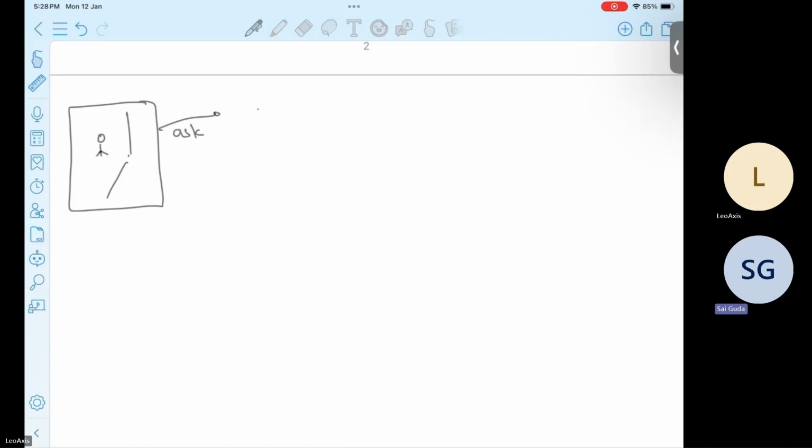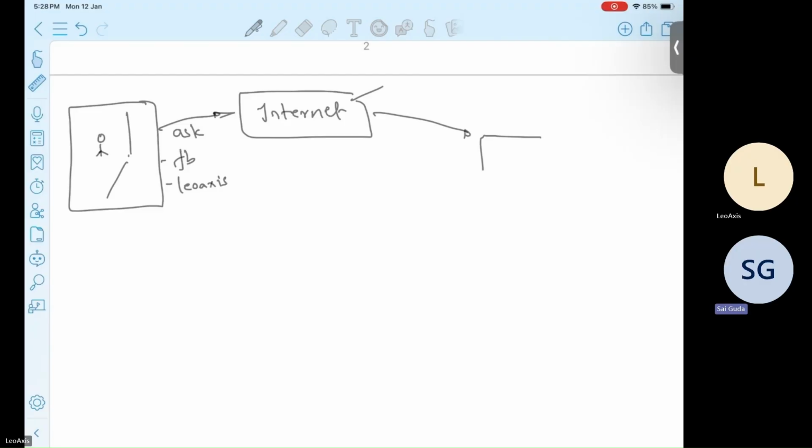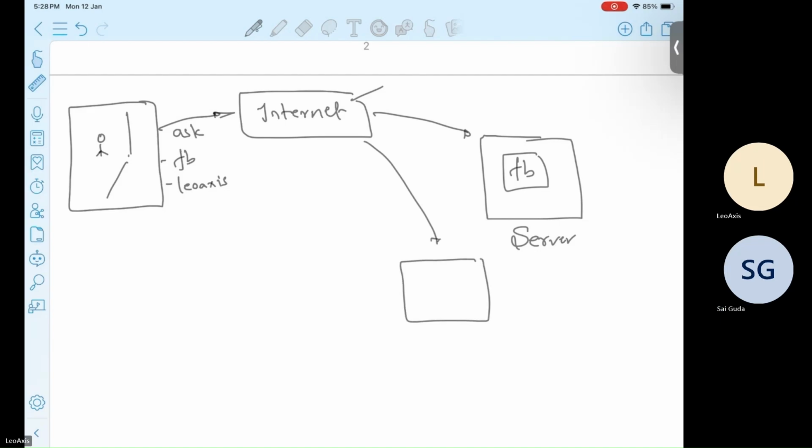I'm asking the internet to get Facebook or LeoAxis, or Amazon Prime, Netflix, etc. I'm asking the internet, please kindly load this website. So the internet will take this request to the respective location, the server where the website is running. It is a server where Facebook is running, or else a server where our LeoAxis website is running.